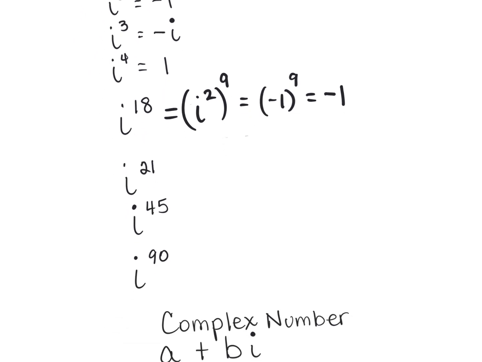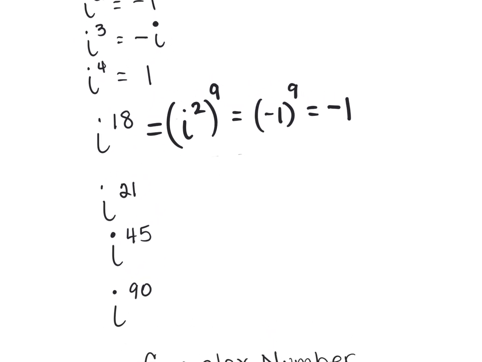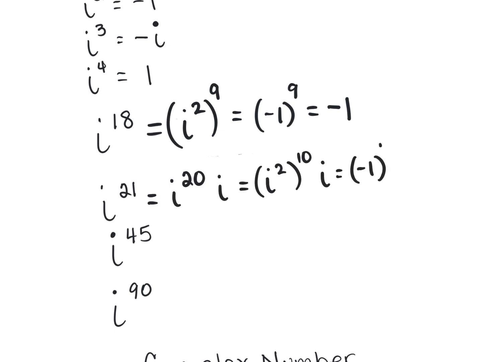So then I've got a few more we're going to do. 21 is not even, it's odd. So we break this down to where we have the 20th times the 1st power. Then we take i to the 20th and we replace it with i squared raised to the 10th power. And then we still have that last i. I know i squared is -1 raised to the 10th power times i. And a negative raised to an even exponent makes it positive, so this will just be the answer i.